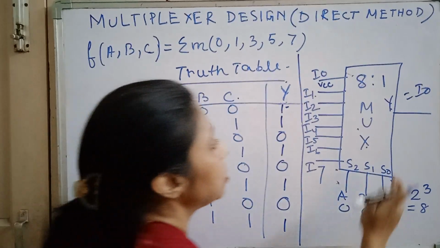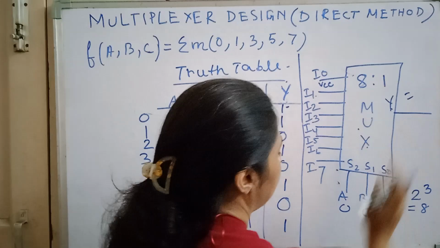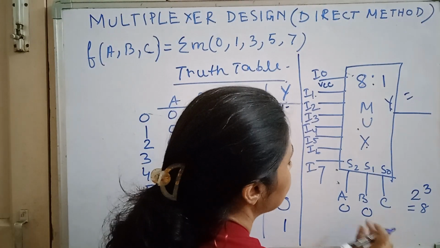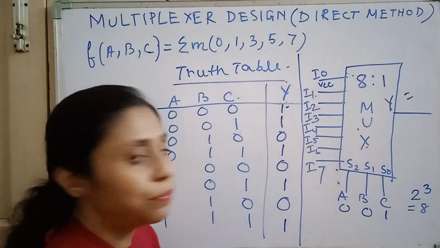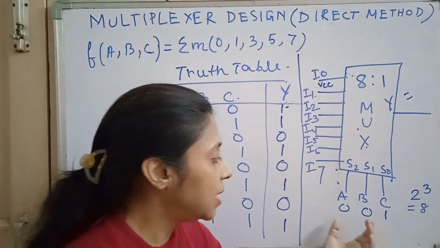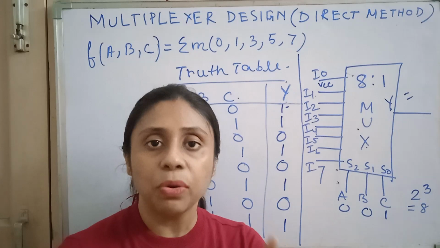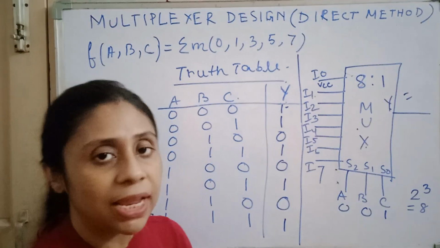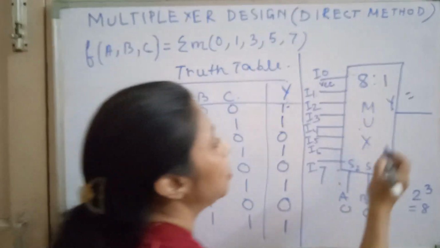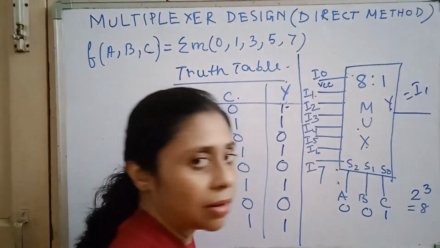Right. Now see, when ABC is 0, 0, 1, then which one of the inputs will be selected? 0, 0, 1 means decimal 1. So I1 will be selected and Y is equal to I1. Right?